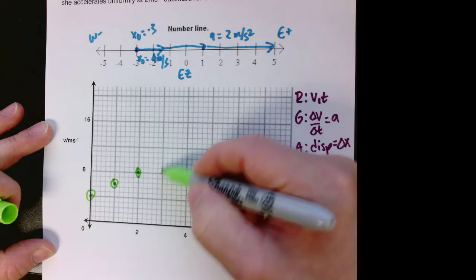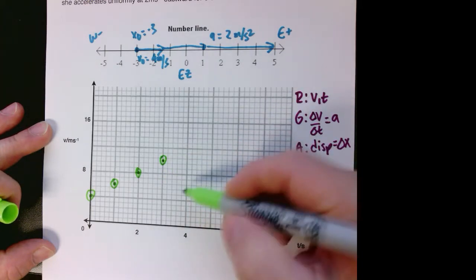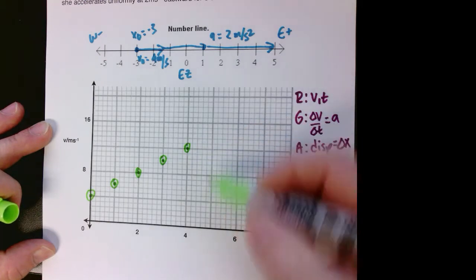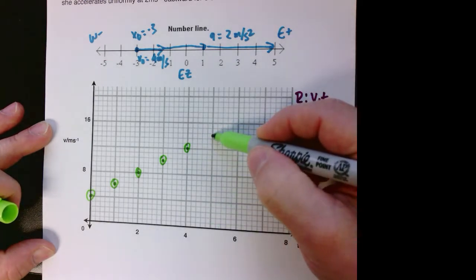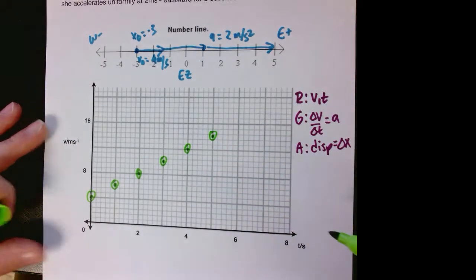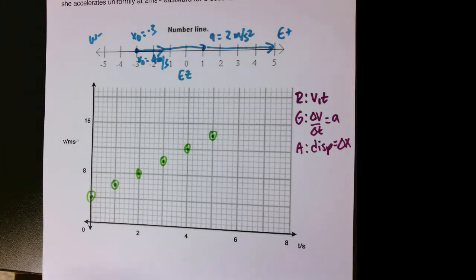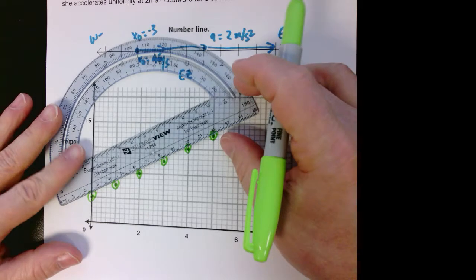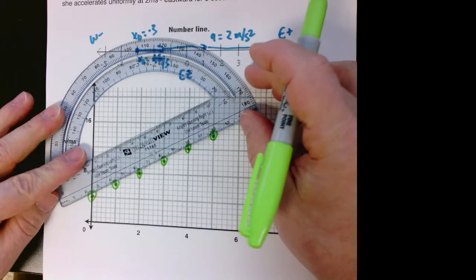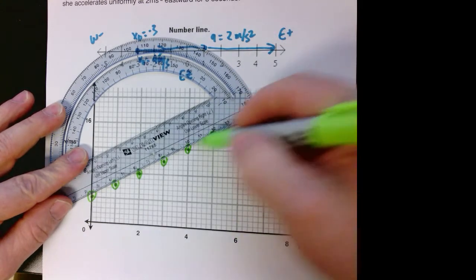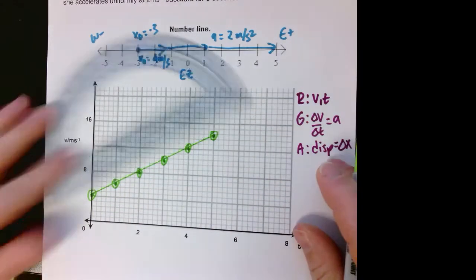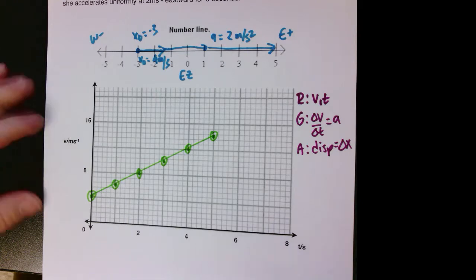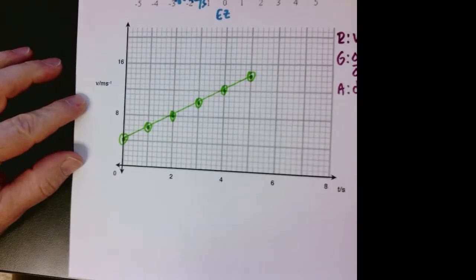And after another second, it will increase to 10. And after another second, it will increase to 12. And after the 5th second, it will increase to 14 meters per second. So we can see, as we saw in the last example, with uniform acceleration, constant acceleration, we will get a straight line on a velocity time graph.